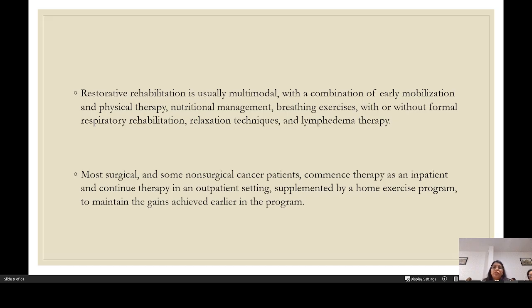Restorative rehabilitation is usually multimodal with a combination of early mobilization and physical therapy, nutritional management, breathing exercise with or without formal respiratory rehabilitation, lymphedema therapy. Most surgical and some non-surgical cancer patients commence therapy as an inpatient and continue therapy in outpatient setting, supplemented by home exercise program to maintain the gain achieved earlier in the program.